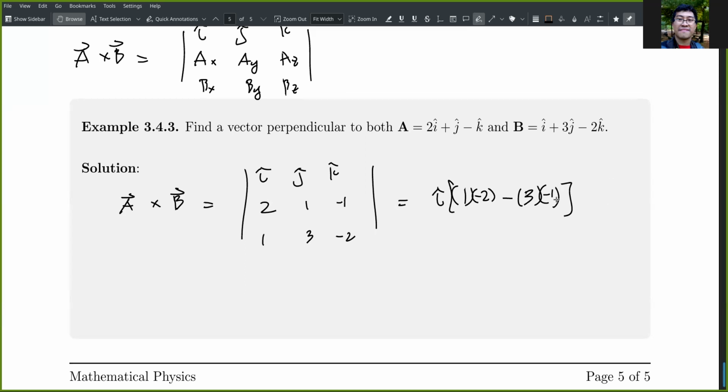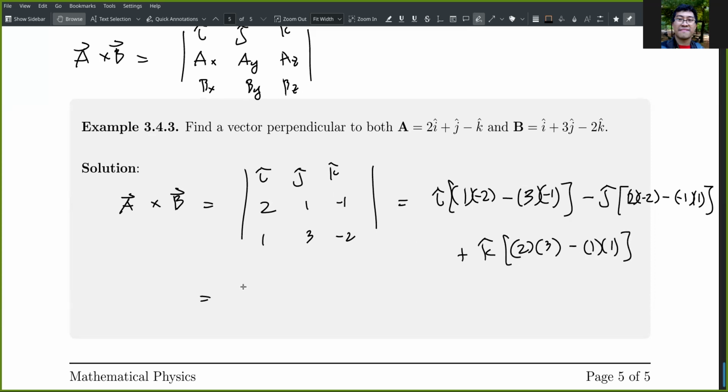Now for J, you have negative 1 to the power of 1 plus 2, that's 3, so minus J. And then you have 2 times minus 2 minus negative 1 and 1. Plus K times negative 1 to the power of 1 plus 3, that's 4, so you have positive K. 2 times 3 minus 1 times 1.